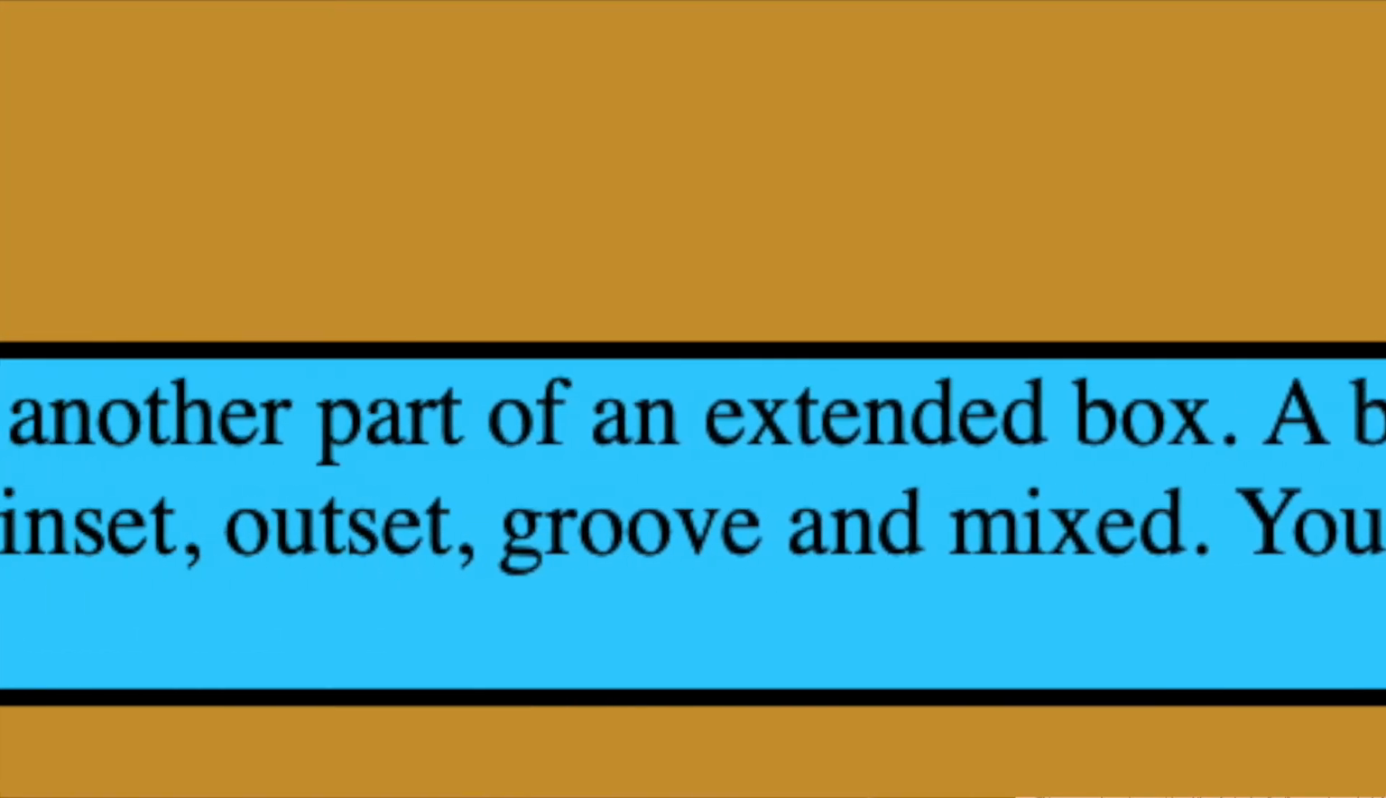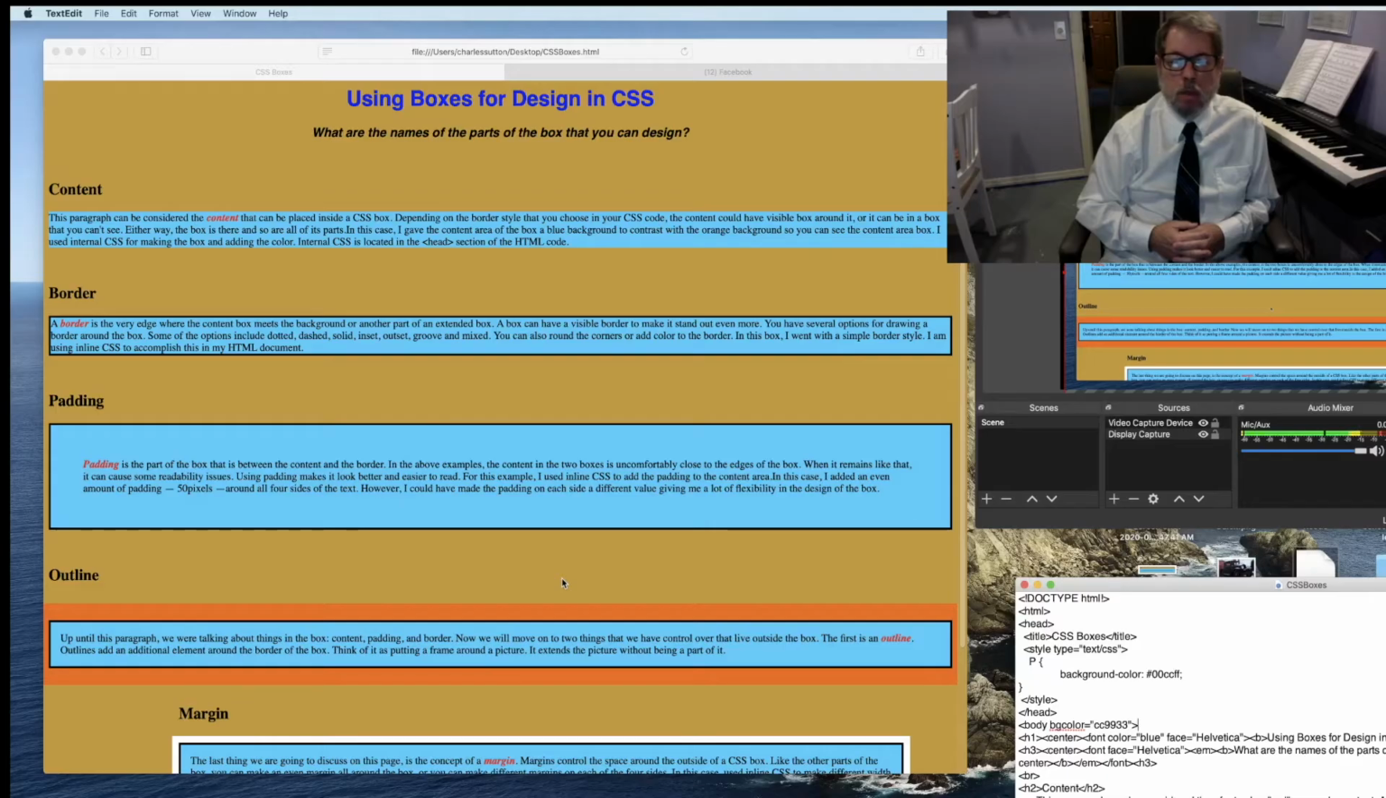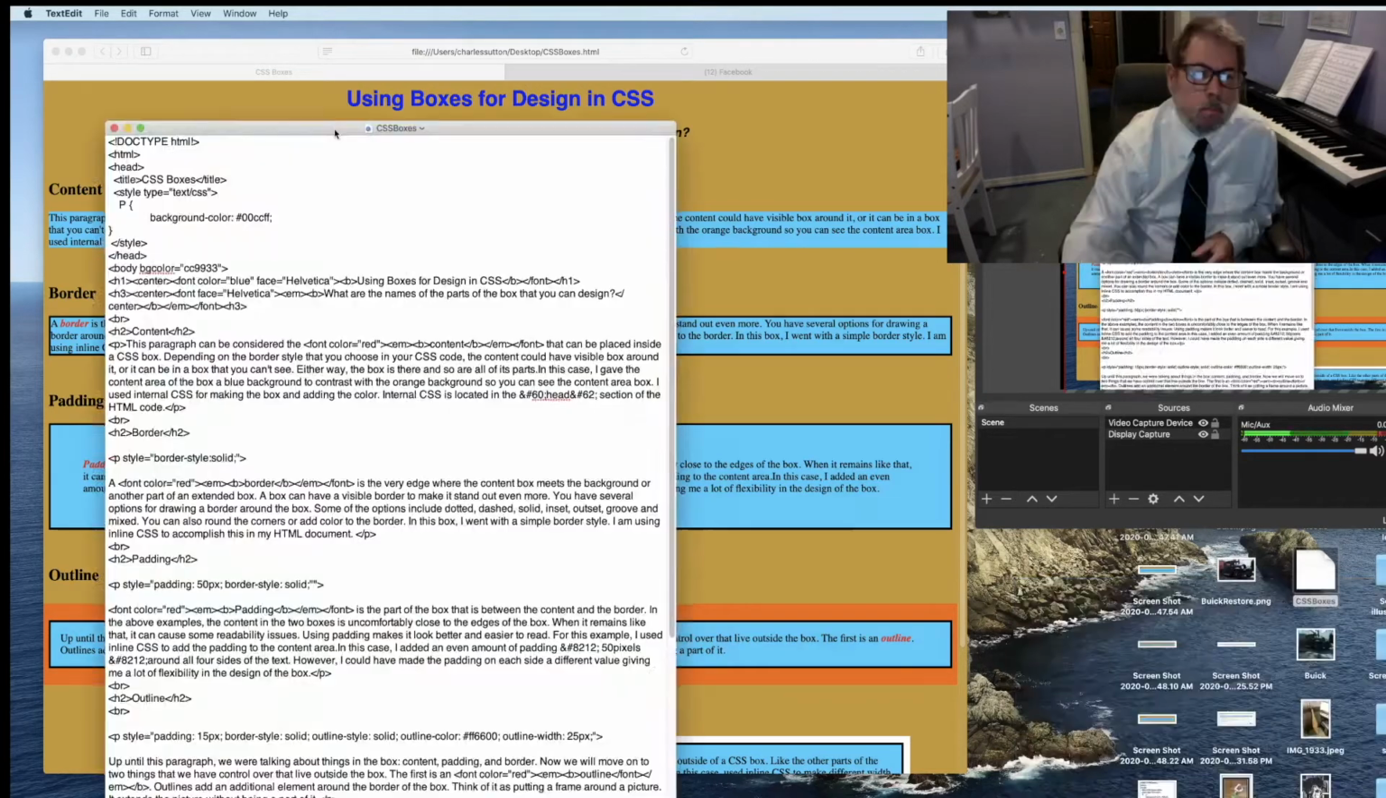I could change the color of the line, I could change it to a dotted line, I could do a few other things. But right now it's a solid black line that goes all the way around that blue box. It doesn't change the blue box in any way. It is considered part of the box. It is that very outside edge of the box. So let's take a look and see how we put that in there.